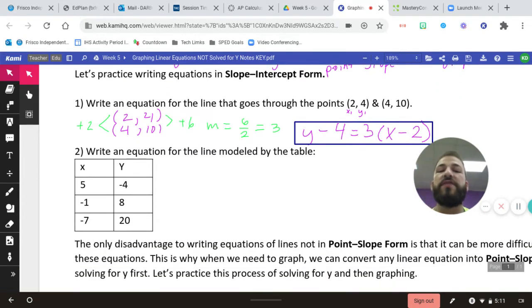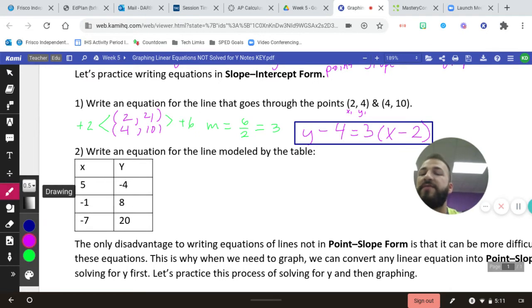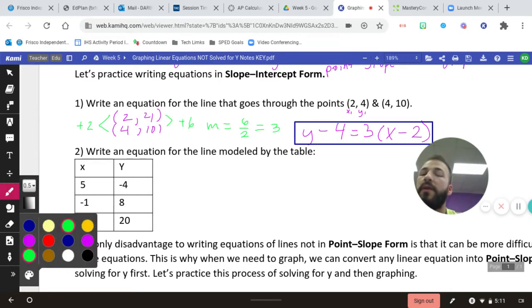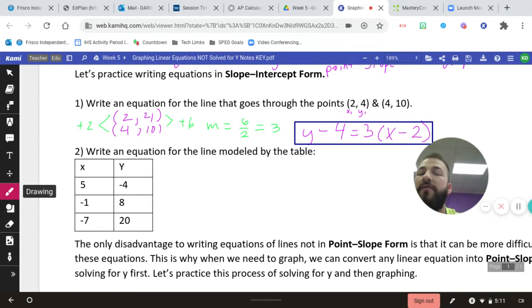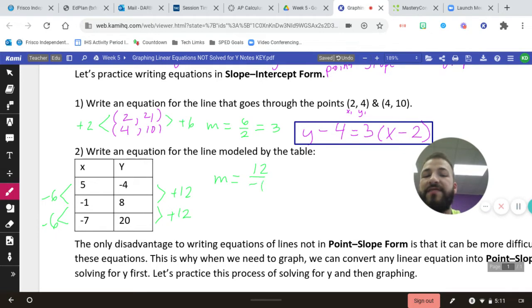Number 2, write an equation for the line modeled by the table. As we've done before, we need to do change in y over change in x. Negative 4 to 8 would be plus 12. 8 to 20 would still be plus 12. 5 to negative 1 is minus 6. Negative 1 to negative 7 is minus 6. m is equal to change in y over change in x, so 12 over negative 6. 6 goes into 12 twice, and it's positive and negative, so it's still negative, so m is negative 2.